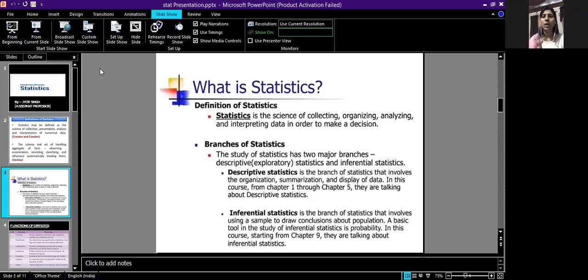The function of statistics that I mentioned, the collection of data, is the most important function of statistics. The importance of this function is that whatever you have collected is totally related to whatever information you are going to generate. That means your conclusion or your result totally depends on the collected data.